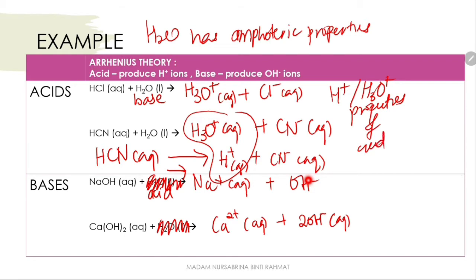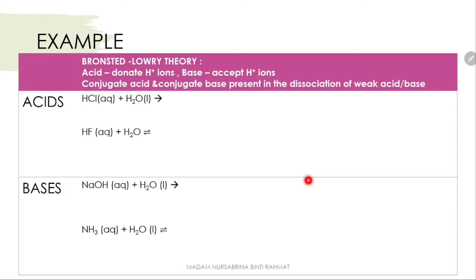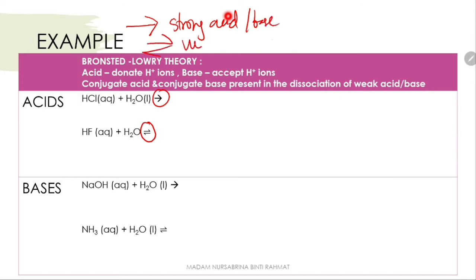Okay, so now let's look at Bronsted-Lowry. You can see two different arrows being used here. One is a reversible arrow, and another one is a single double-headed arrow. What is the difference between these two? You use the double-headed arrow for strong acid or base. The reversible arrow is for weak acid or base.